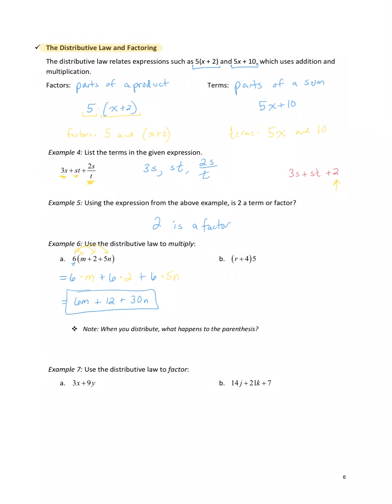Go ahead and pause the video and try letter B. Here we have to distribute the 5 to the r and the 5 to the 4. So 5 times r is 5r, 5 times 4 is 20. Now maybe you looked at it and did the 5 times 4 first. That's okay. You could have also had 20 plus 5r.